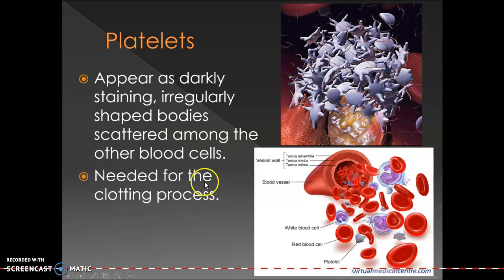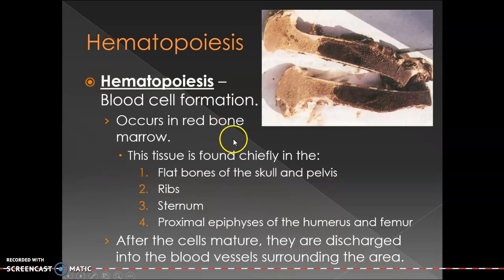So we're gonna look at how it works, but this is what they look like. They actually have these kind of like arms coming off of them that are great for their function because they can actually grab hold of the tissue around them and also grab hold of each other and bring each other together to create a clot and to stop bleeding when it's necessary.